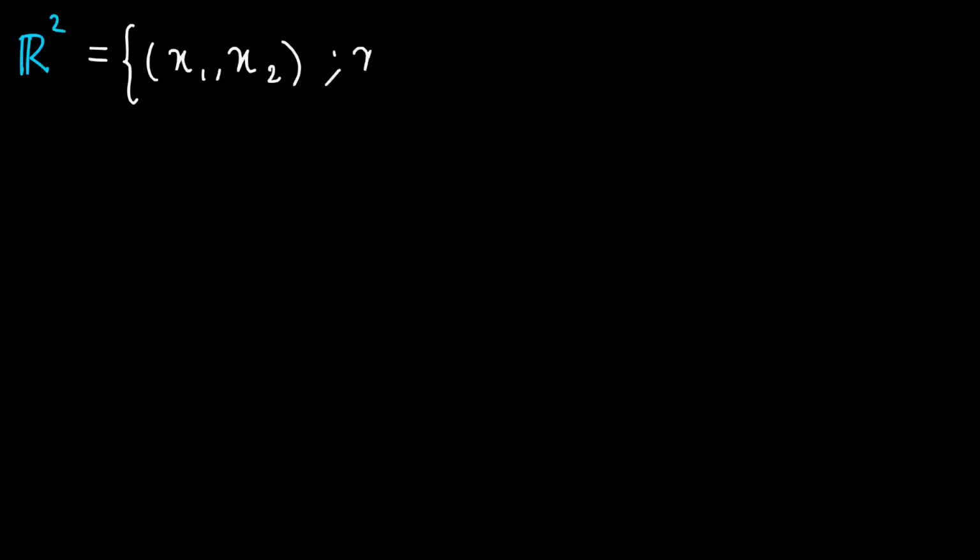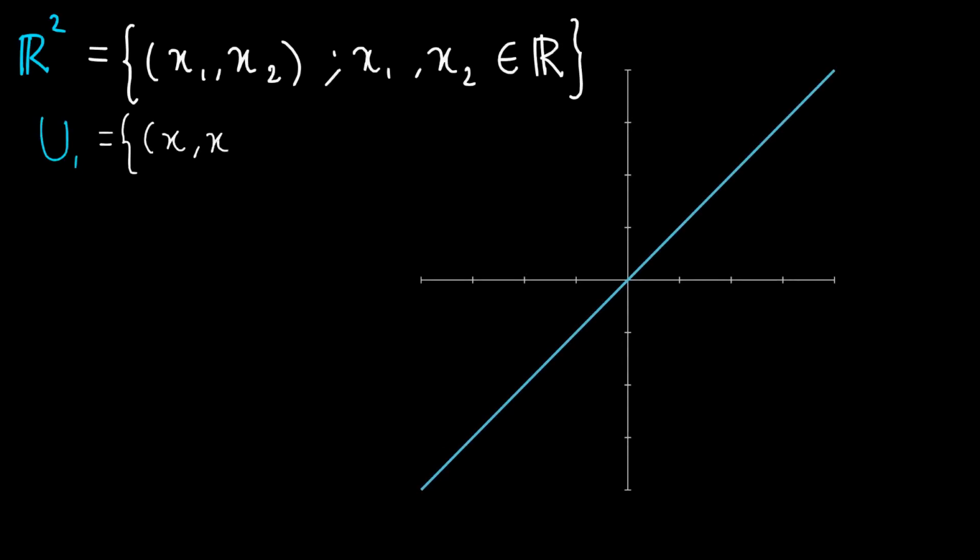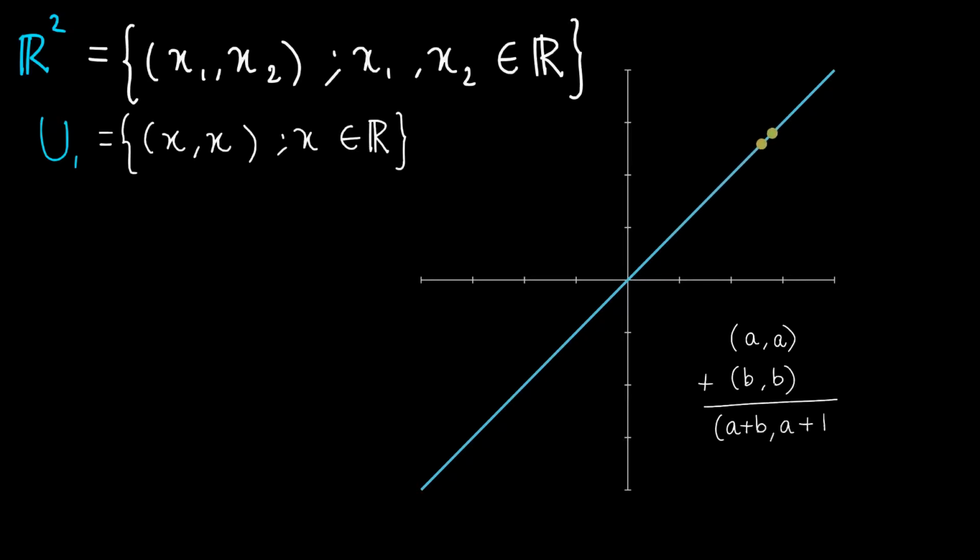Consider the vector space R2. Now let us look at this line. This line corresponds to a set of points with same coordinates. Call this set U1. If we add 2 points in this set, we get back a point which belongs to the same set. That is, it makes sense to add 2 points on this line.